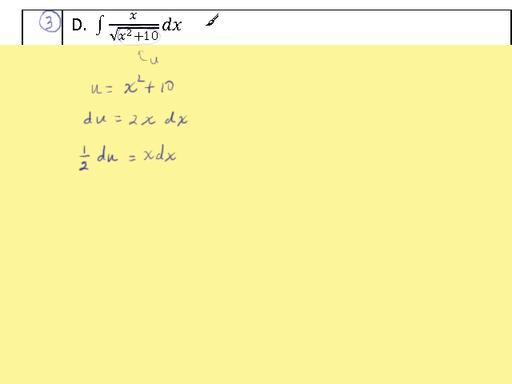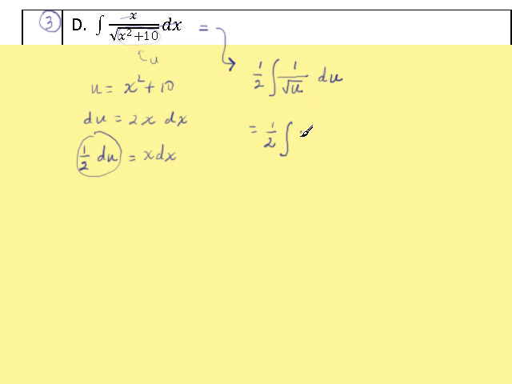All right, now we're ready to substitute. So instead of x dx, we're going to put 1/2 du, and we'll put the 1/2 outside the integral. Instead of the square root of x squared plus 10, we'll put the square root of u. We can now almost do the power rule. We just have to rewrite this as a power, and then we can do the power rule.